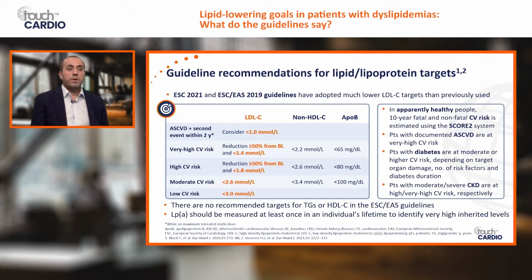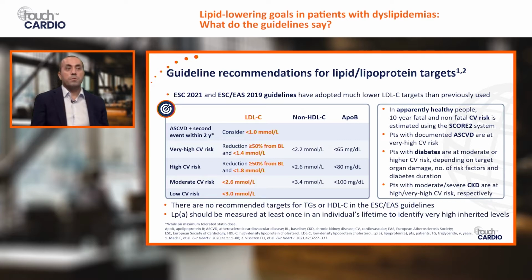There are various LDL-C target levels according to individual risk. For example, subjects with ASCVD and a second event within 2 years have a much lower LDL-C target level, in this case below 1.0 millimole per liter, than subjects with very high cardiovascular risk, high cardiovascular risk, moderate cardiovascular risk, or low cardiovascular risk.